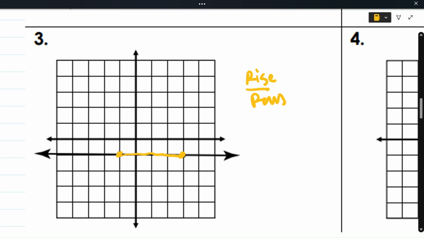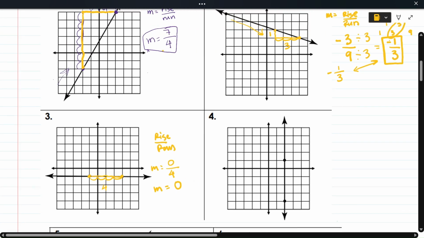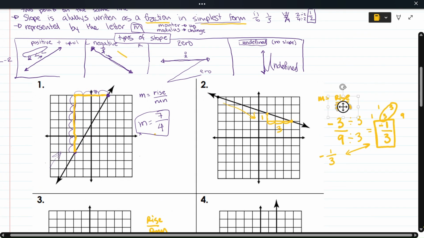I don't see any vertical space here. I see a point. That's it. So my vertical space here is going to be a 0. And then I can count my horizontal space. 1, 2, 3, 4. I can get 4. So my m is the same as 0 over 4, or my m, my slope, is just 0. And you don't have to calculate that as long as you know that.